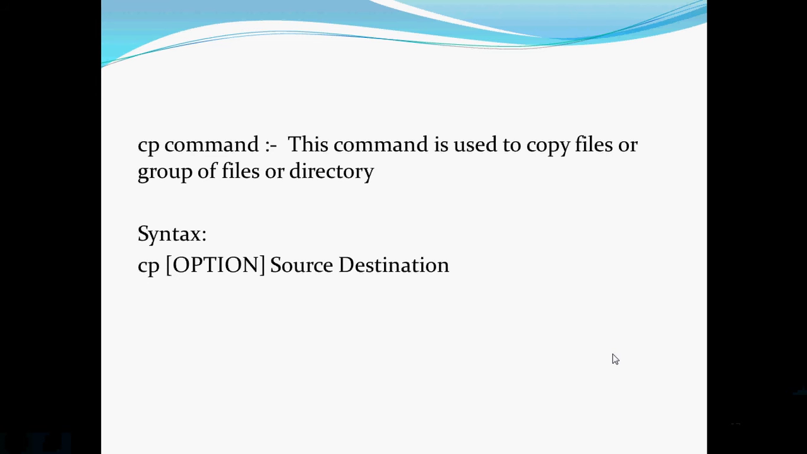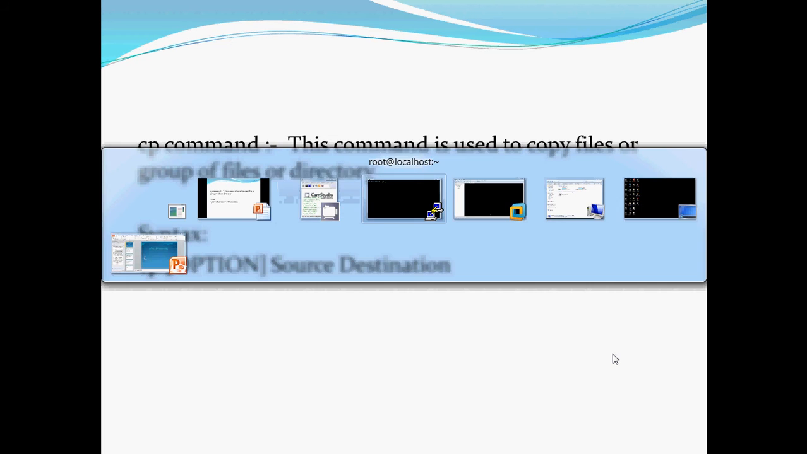As the name indicates, cp. This command is used to copy a file or group of files or a directory from one location to another location. The syntax of the cp command is cp option source destination. Here option is mentioned for attributes. Let me take an example on a Linux machine.